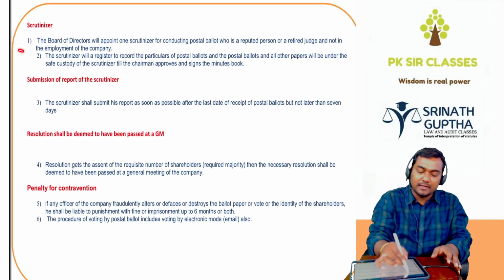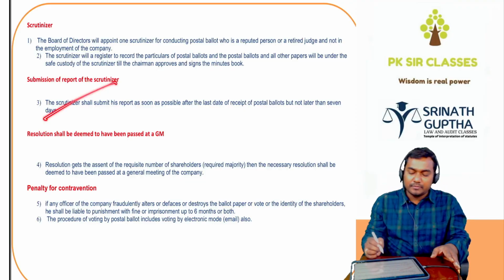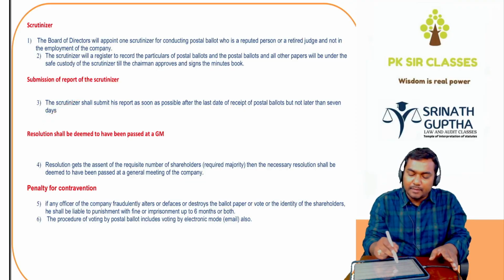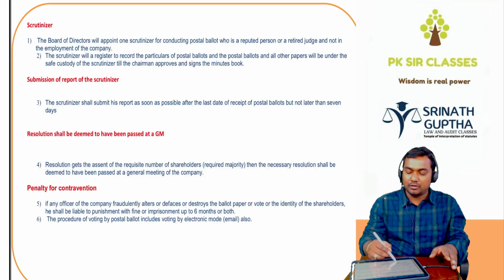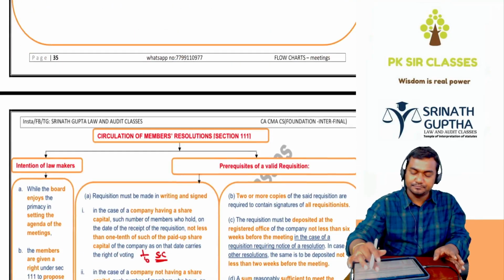Then the company has to appoint the scrutinizer. The scrutinizer will give the report to the chairman. The resolution shall be deemed to be passed in the general meeting itself. If the above rules and regulations are not followed, a penalty will be there.